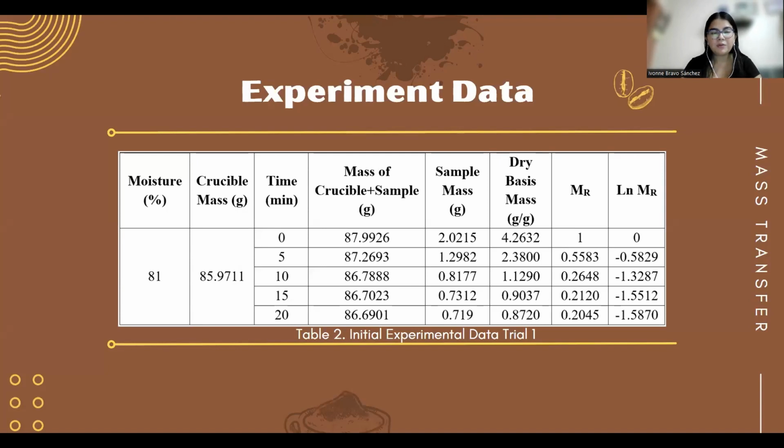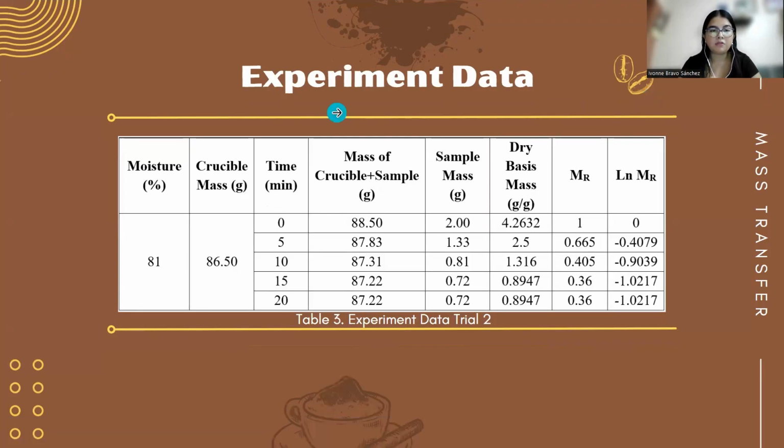Hi, my name is Ivonne Bravo, and I'm going to talk about the experiment data. As my partner Esteban Moyano was talking about the procedure, we obtained this data with the procedure that we realized previously. First, we have the crucible mass that was 85.9711. How do we obtain the results? I'm going to talk about the equations that we use. Then, with the second experiment, we obtained a crucible mass of 86.50.